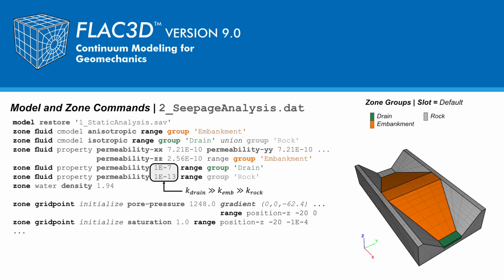Next, we specify the fluid constitutive model. As before, the anisotropic fluid constitutive model will be used for the embankment zones and is specified with the zone fluid cmodel anisotropic range group embankment command. For the drain and rock, the simpler isotropic fluid constitutive model will be used and is assigned in a similar fashion as with the embankment.